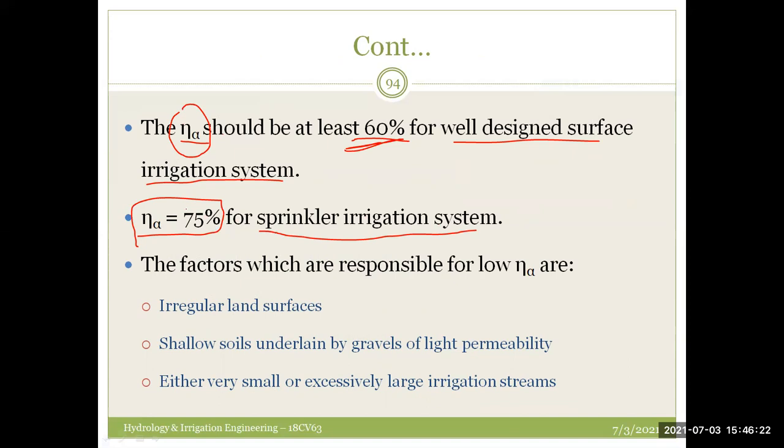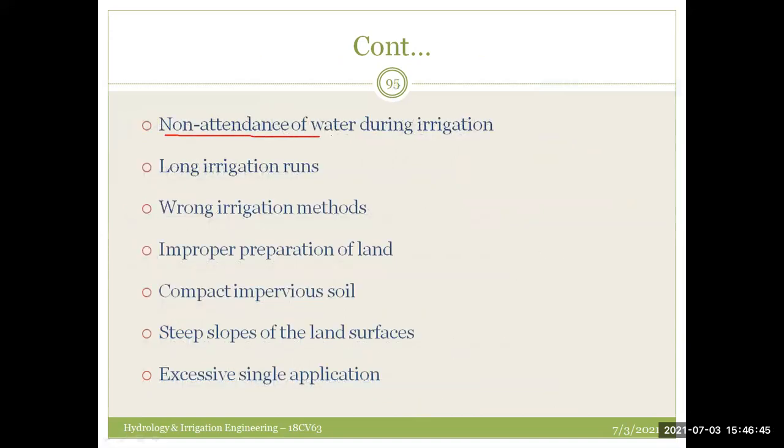And there are some factors which reduce this water application efficiency, that is irregular land surfaces and shallow soils underlain by gravels, of light permeability, and either very small or excessively large irrigation streams. All those will reduce the value of eta alpha. And also non-attendance of water during irrigation, long irrigation runs, wrong irrigation methods, improper preparation of land before cultivation, compact impervious soil, steep slopes, and excessive single application. So all these factors will reduce the value of water application efficiency.